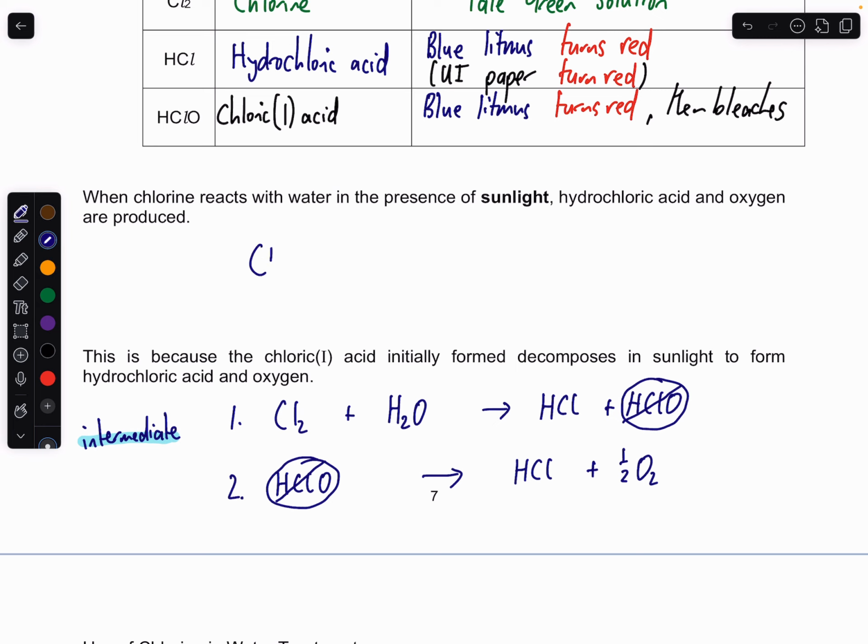So we can say, if we combine steps 1 and 2 below, we can say that in sunlight chlorine reacts with water to form hydrochloric acid and oxygen.